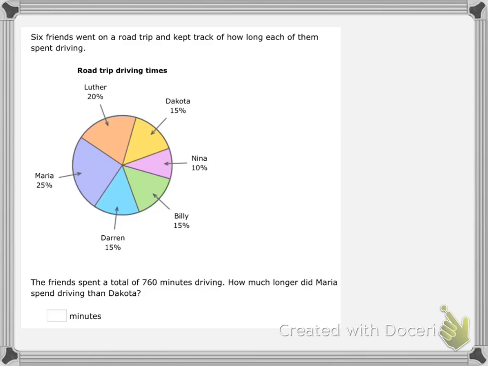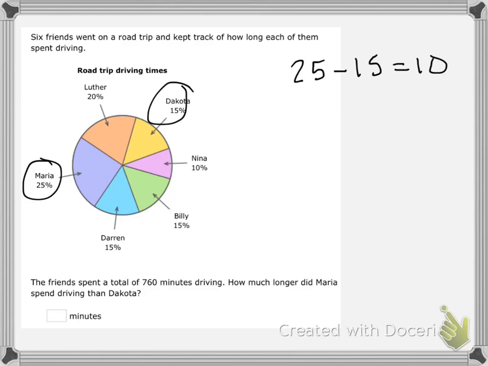Again, another one with percents here. 6 friends went on a road trip and kept track of how long each of them spent driving. The friends spent a total of 760 minutes driving. How much longer did Maria spend driving than Dakota? So we're looking at Maria's slice compared to Dakota. And I notice there's a 10% difference when we subtract the percents. So that means Maria drove 10% longer than Dakota did. So we're going to find 10% of 760.